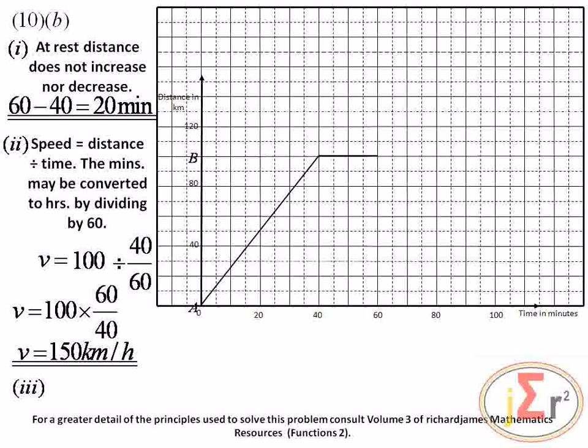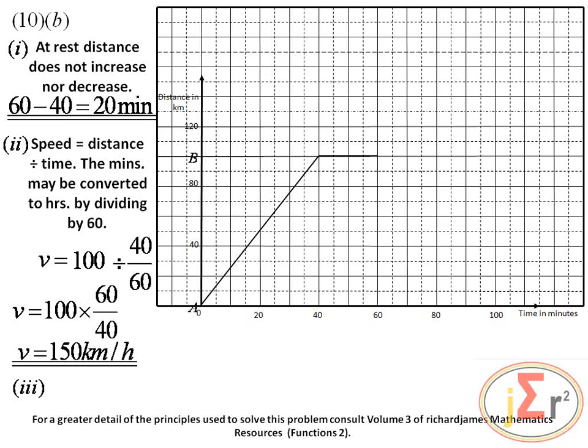Now, the train continued its journey away from station A and B to another station C, which is 50 kilometers from B. The average speed on this journey was 60 kilometers per hour. So it travels from B to C, and the average speed is 60 kilometers per hour. We need to calculate, and of course it is 50 kilometers away from B, the time in minutes taken for the train to travel from B to C.